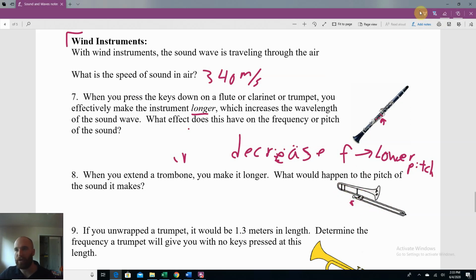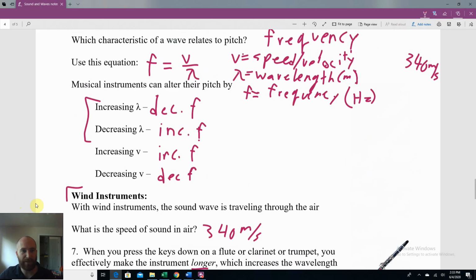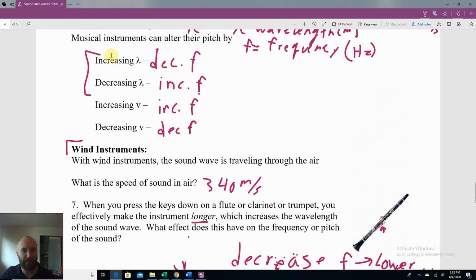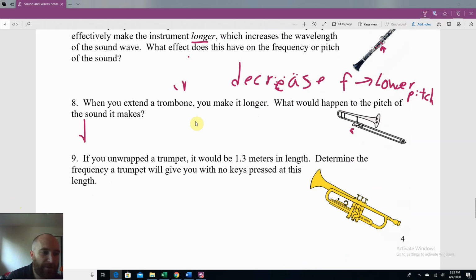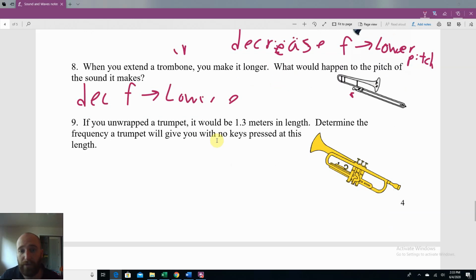So if you extend the trombone, you make it longer. What would happen to the pitch of the sound it makes? Well, if you make it longer, you increase the wavelength, which, it looks like, decreases the frequency. So that would decrease the frequency, and you'd have a lower pitch. So that's how you would produce a lower note. And then to increase the pitch, you would make it shorter again.